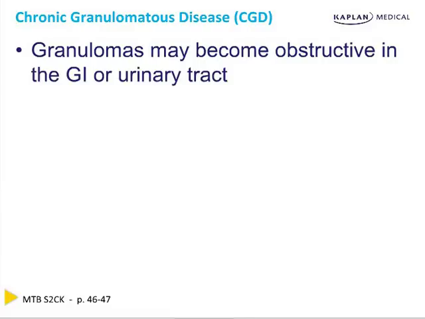Patients with chronic granulomatous disease may also present with obstructive symptoms in the GI or urinary tract. That means they may come in with symptoms of partial or complete bowel obstruction, or they may have decreased urine output with a very large cystic mass somewhere in the lower pelvis. That cystic mass is actually their bladder from not being able to drain properly due to the chronic granulomas.